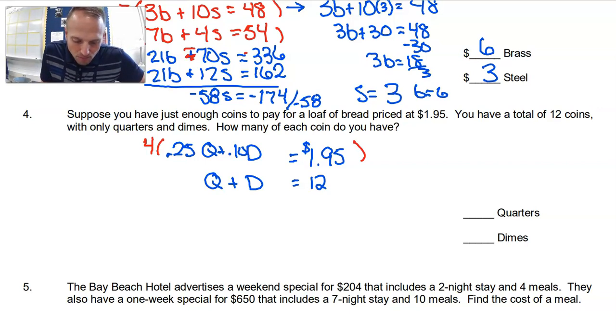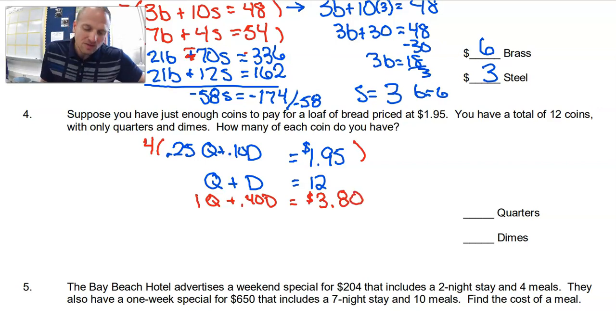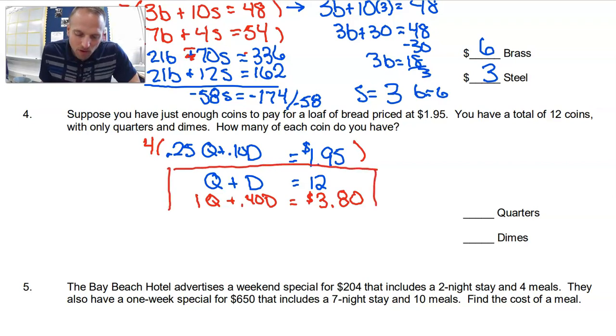4 times 0.25 is going to be 1Q. 4 times 0.10 is going to be 0.40D. And 4 times $1.95 is going to be $3.80. Okay? So now, look at this. My Q's are the same number. They're both 1s. Okay? See how slick that was? So, the bottom one, I don't even need to change this bottom equation. These are the two new equations that I'm working with. All right? So, again, I multiplied 4 times 0.25 just because I saw that could make it a 1, and then our quarters are going to cancel.